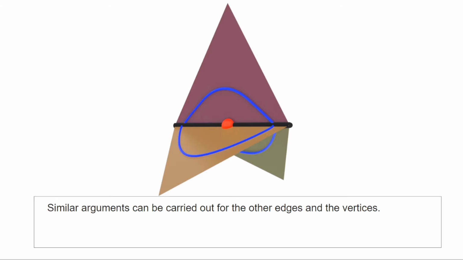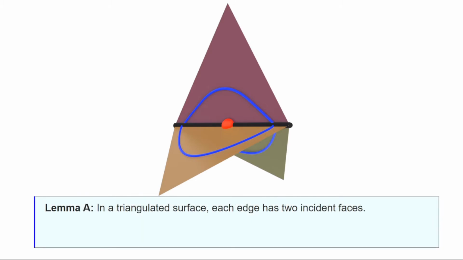What you may prove using this type of reasoning is that in a triangulated surface, it must be the case that every edge has exactly two incident faces.